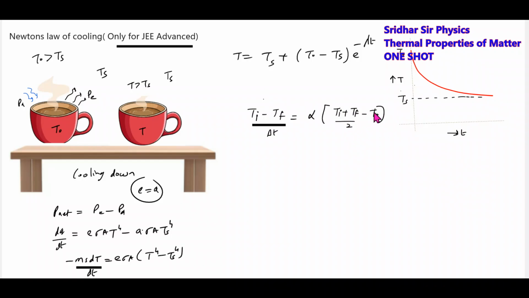We can calculate the temperature at any point, only for JEE Advanced. Those who are preparing for only JEE Mains can skip this topic, not needed. Like this, you can calculate the temperature of the body at any time t. Alpha depends on mass, specific heat, surface area, and emissivity of the surface.